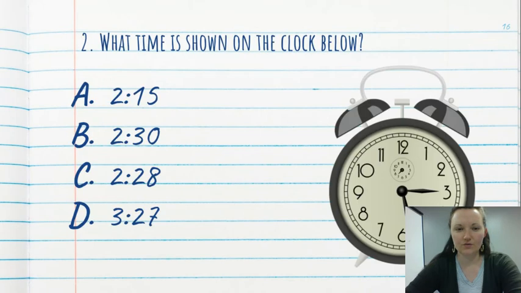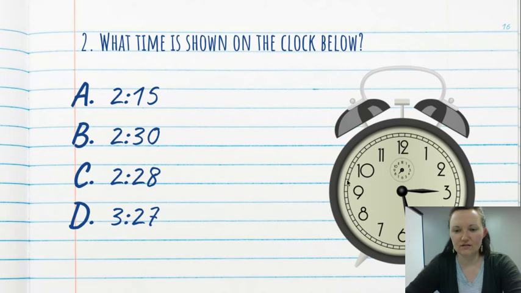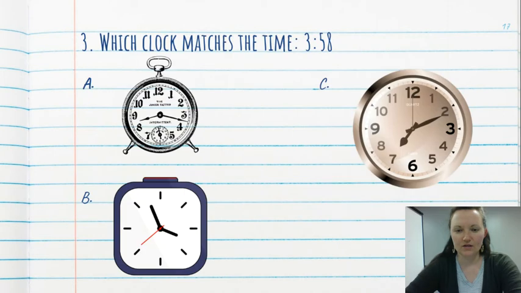Number 2, what time is shown on the clock below? Is it A, 2:15, B, 2:30, C, 2:28, or D, 3:27? Okay, make sure that you're looking at the clock right here. Don't worry about the little dial in the middle. That's just for seconds. All right, next one.